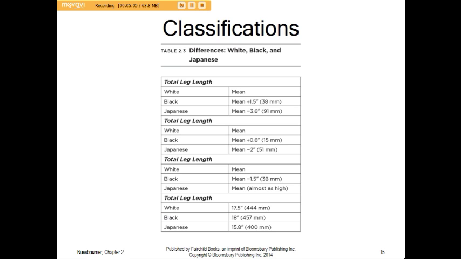Now we're looking at the chart from the book that shows a study in which 3 different nationalities, or cultures, were looked at, white, black, and Japanese, and they examined the leg length of the femur, and they found that the black percentile was up by 1.5 inches, and that is significant for a human.